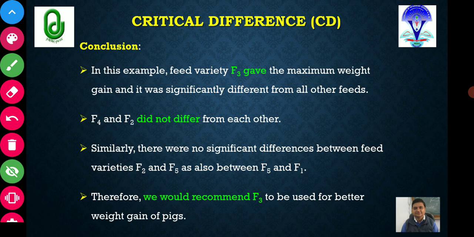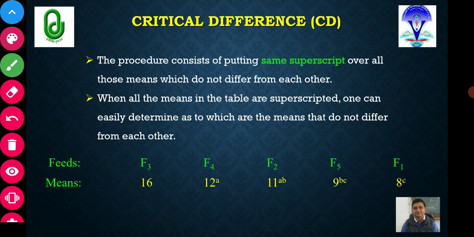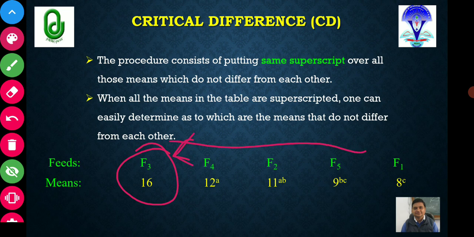So what can we conclude? In this example, the example of feed variety, after getting the result, whether you have put superscript or underline, you have to conclude. So feed F3 gave the maximum weight gain and it was significantly different from all other feeds. If you see again, F3 is the highest feed mean, and it is different from all others. That is why F3 is highly significant from all others.